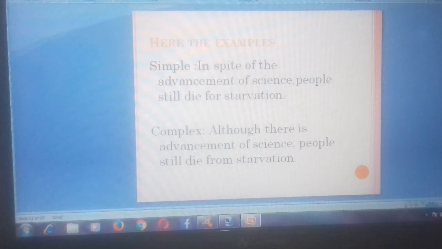In the same way, the simple sentence is, "In spite of the advancement of science, people still die for starvation." Here similarly, instead of the preposition "in spite of", we have used the conjunction "although", and in the same way we imported another subject. So the complex form has become, "Although there is advancement of science, people still die from starvation."